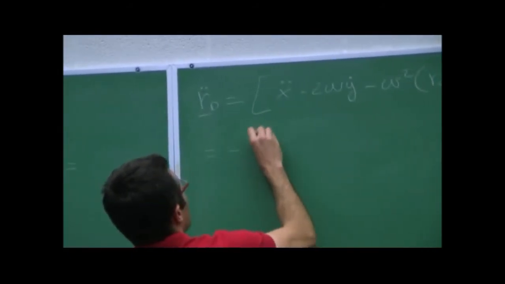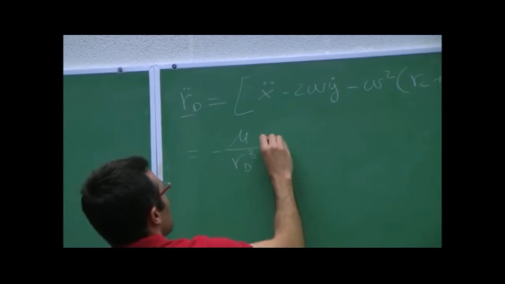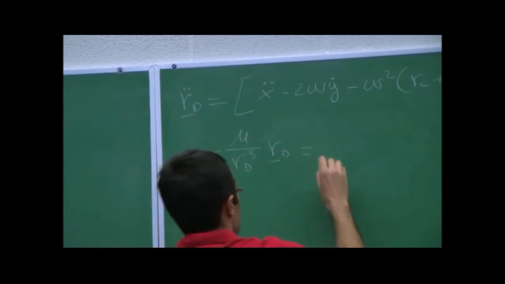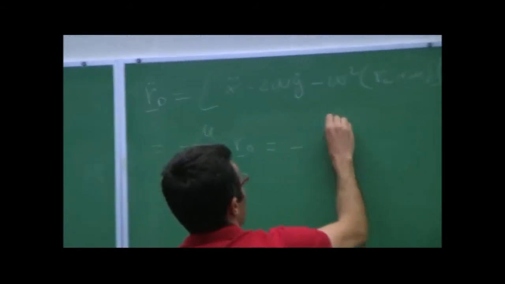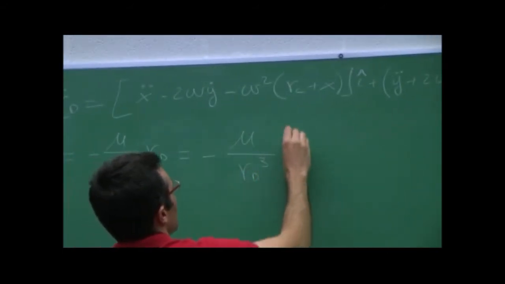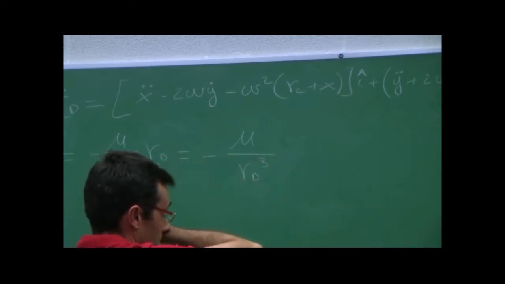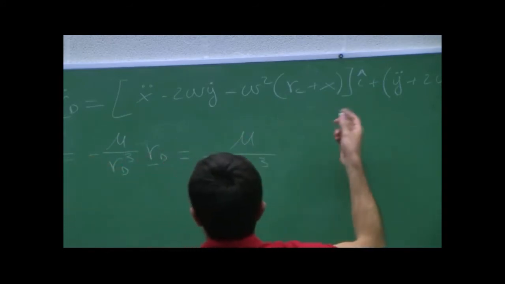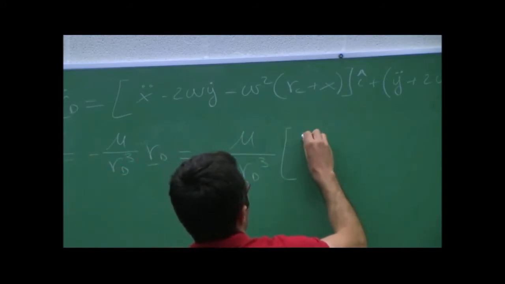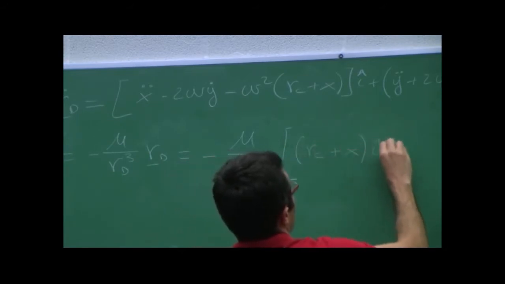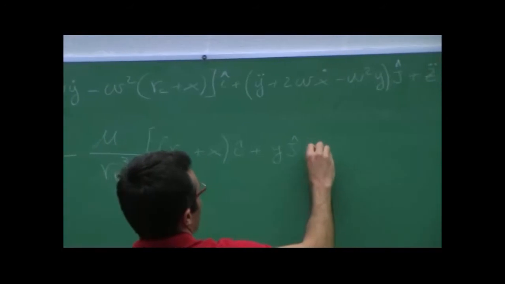Well, I do know, as I said right there, that this is equal to minus mu over RD cubed times RD. Let's express these also in the same basis, which is pretty easy to do, right? It's minus mu over RD cubed. Let's express these as I, J, K. How do you do that? Well, the same I've done before. It's RC plus rho, so this is multiplying (RC plus x) in the I direction, plus y in j, plus z in k. Got this right this time. Agree?